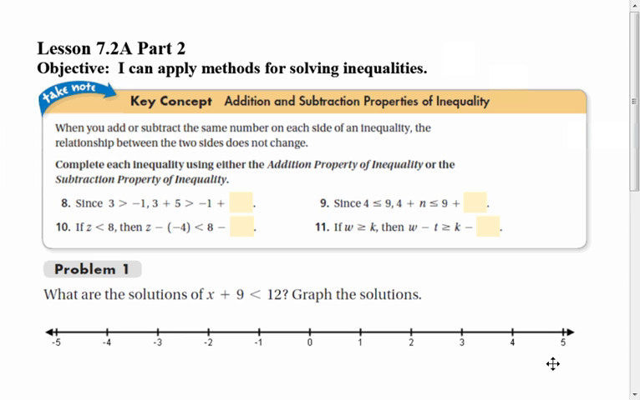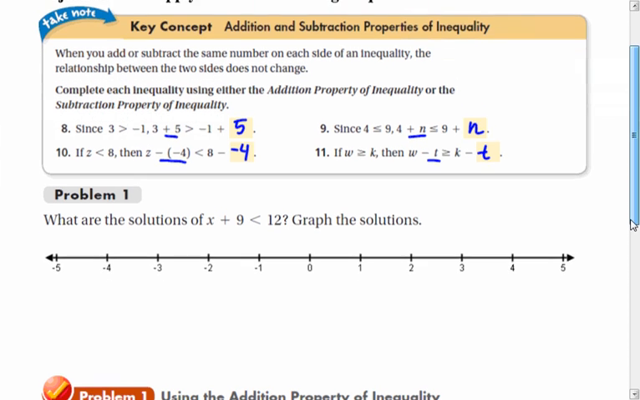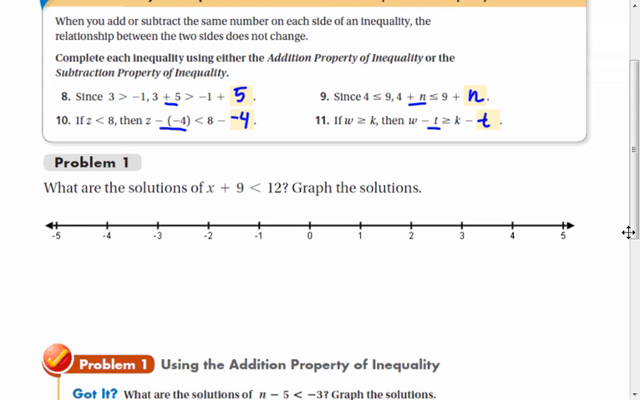So if you add 5 to this side and add 5 to this side, it's still true. If you add n to this side and n to this side, it'll still be true. If you subtract -4 from this side and -4 from this side, it'll still be true. If you subtract t from this side and t from this side, it'll still be true. And we can do that to solve an inequality.